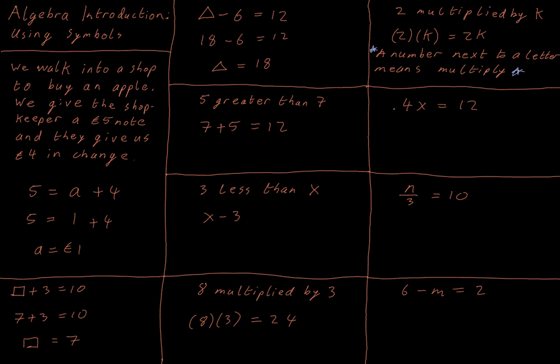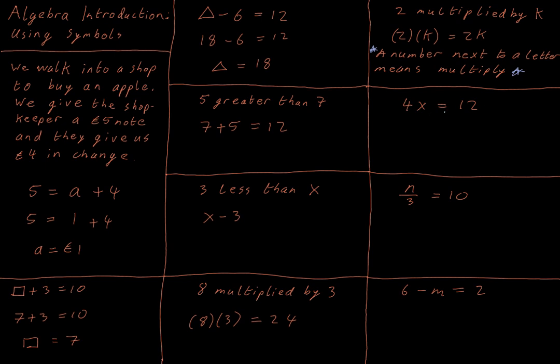So here is an example of exactly that. We have 4 sitting next to x. So what's that going to mean? That means 4 is multiplied by x. If I wanted to write it out the longer way, I could put brackets around it, but I don't need to. We're used to having to put brackets around it, but we don't need to in this case because we know this fact now that a number sitting next to a letter means multiply.